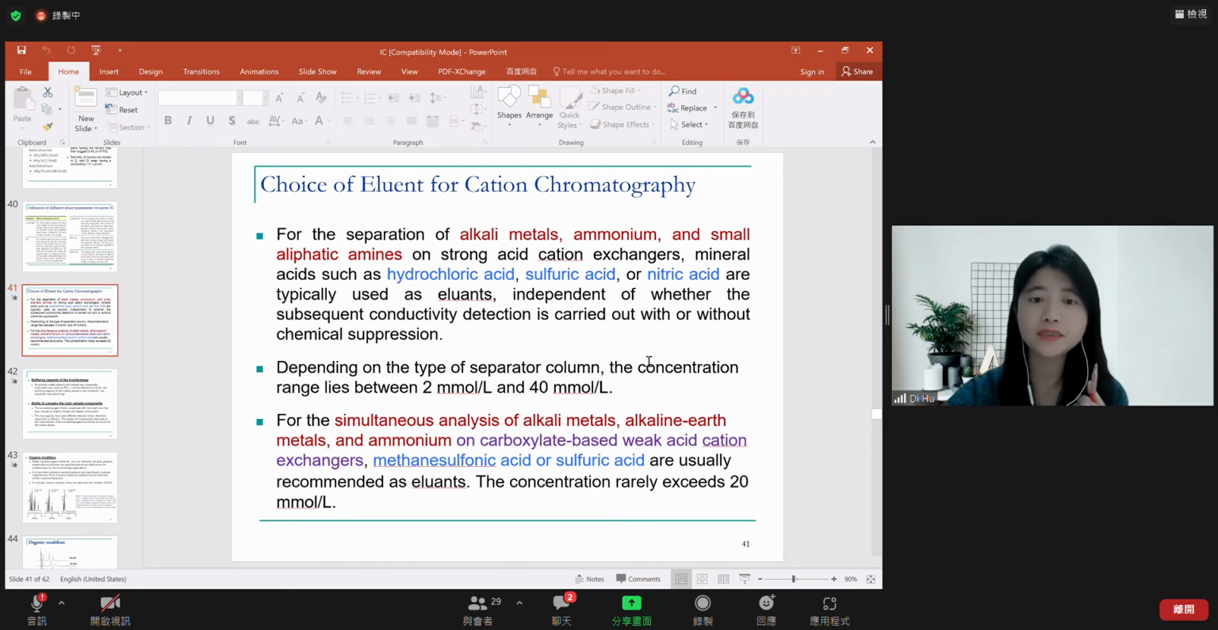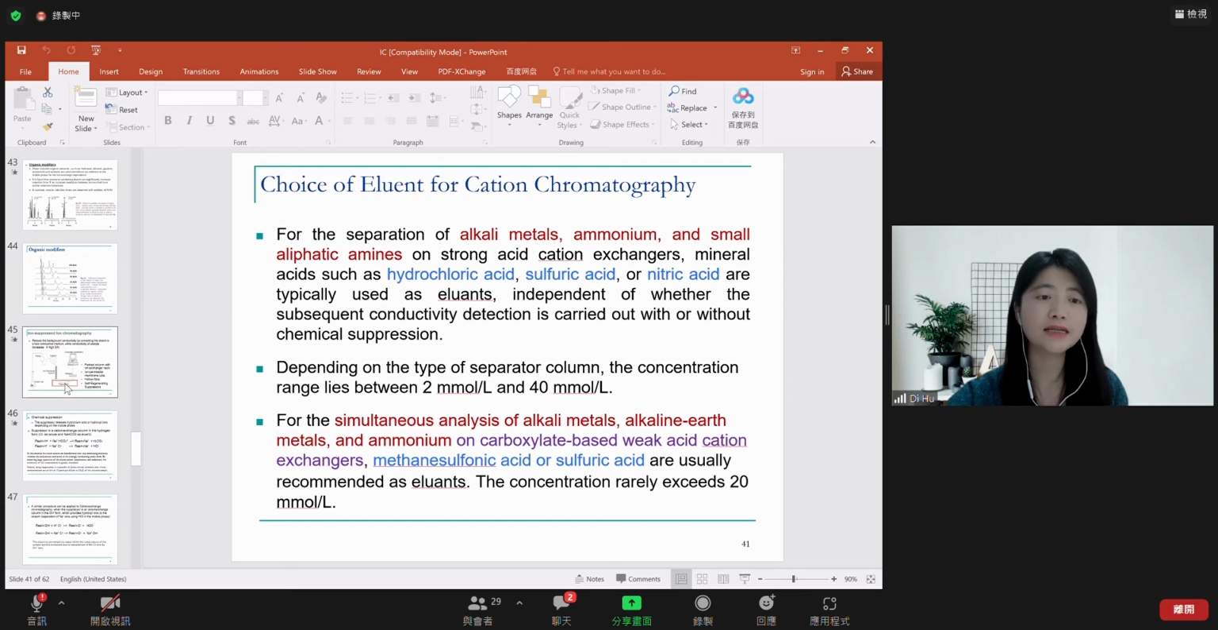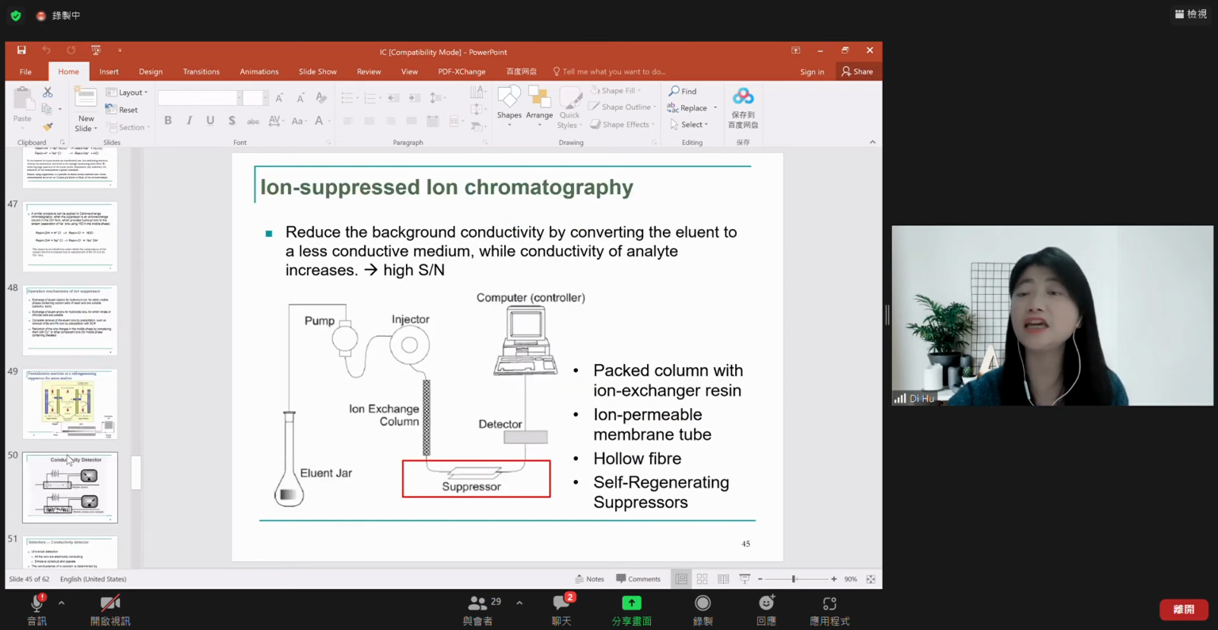However, if you want to deal with alkaline metals and alkaline earth metals together, like A+ and A2+, the divalent one, then you cannot use a strong cation exchanger. You may want to use a weak cation exchanger, because that way it is easier for you to elute the analyte out. Okay, so that is basically the key point.